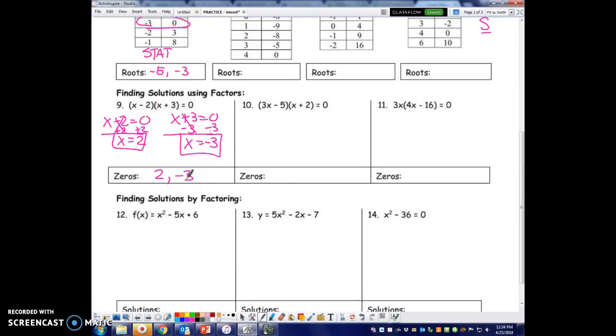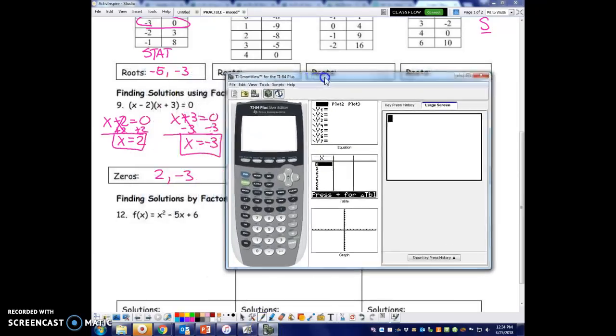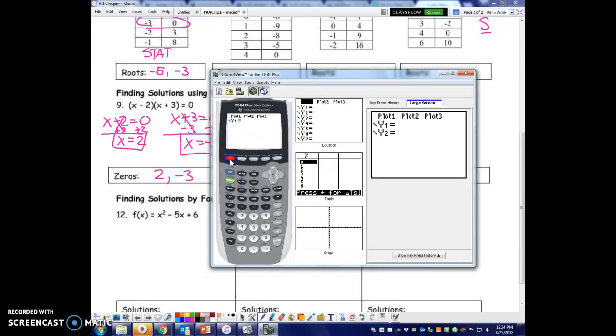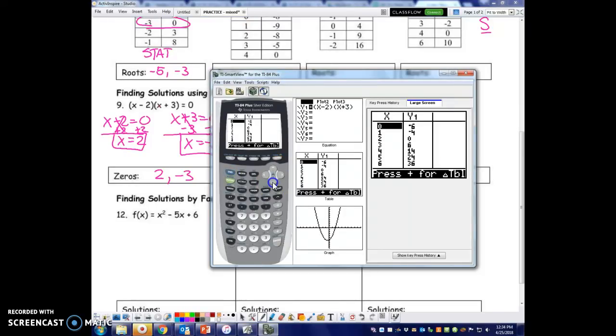Or take out your calculator, type this into y equals. So you have x minus 2, x plus 3. Graph. You can look here and see that they are at -3 and +2. You can also go to the table, find when y is 0. Y is 0 at 2 and -3. Okay, so it's the different ways you can do that.